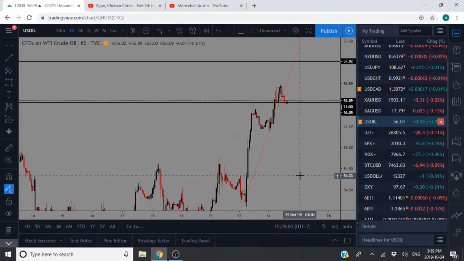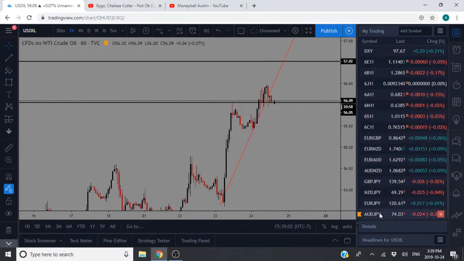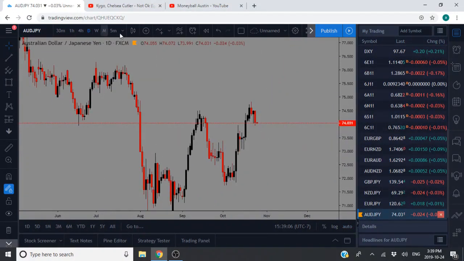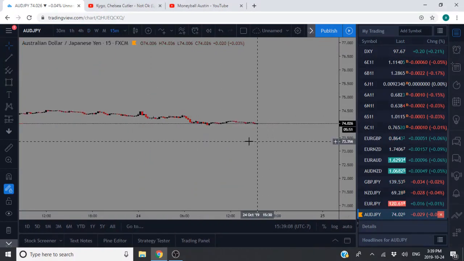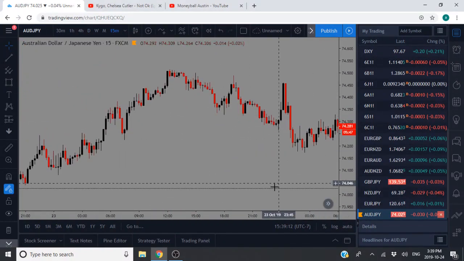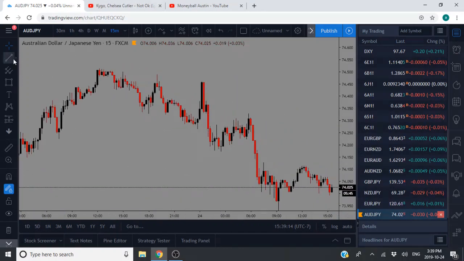Okay, let's talk about the trade example now. Let's talk about the level where I got short. I'm going too fast. Oh well, sorry. I'll try to slow down maybe sometime.